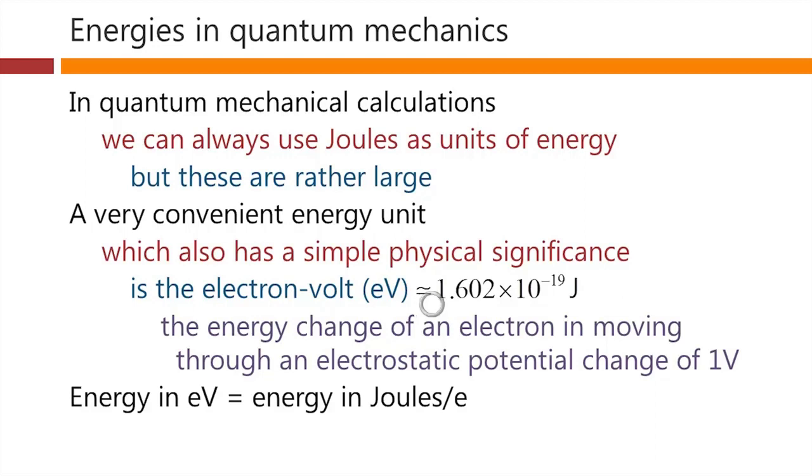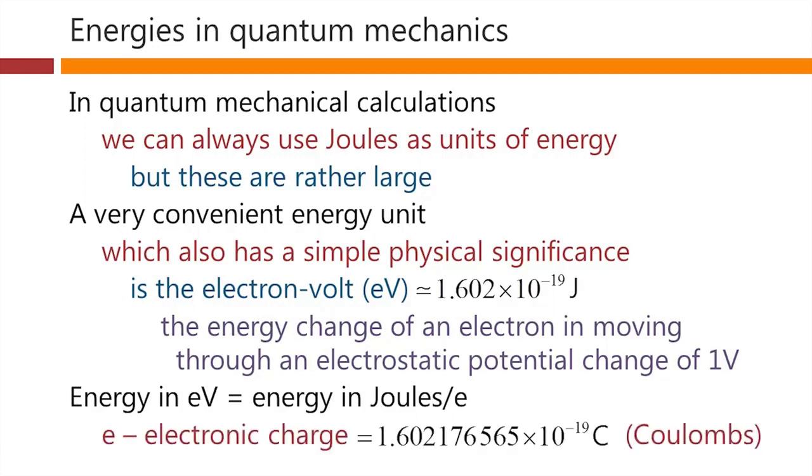And of course, where this 1.602 times 10 to the minus 19 comes from is the value of the electronic charge. Specifically, the energy in electron volts would be the energy in joules divided by the magnitude of the electronic charge. And more specifically, that's not just 1.602. To the best accuracy to which we know it, it would be this number here.